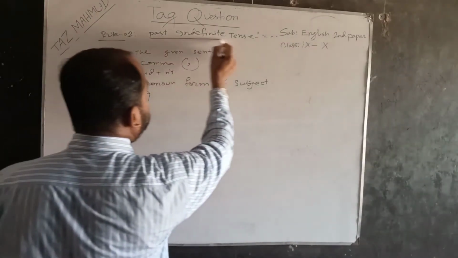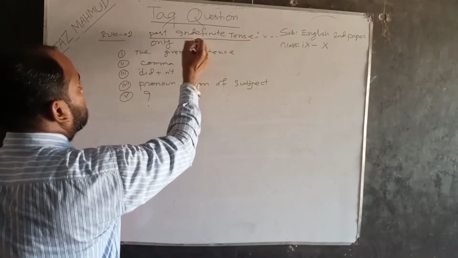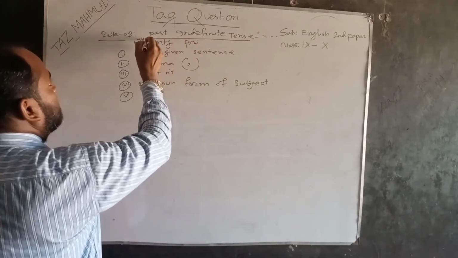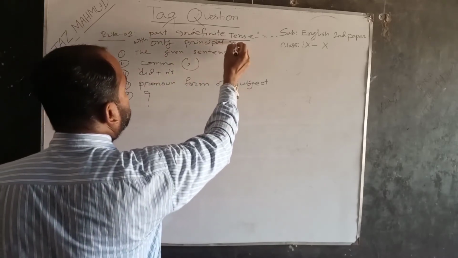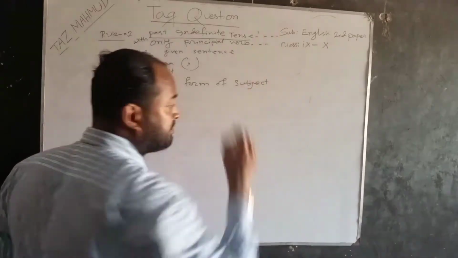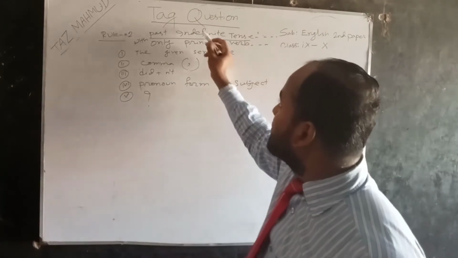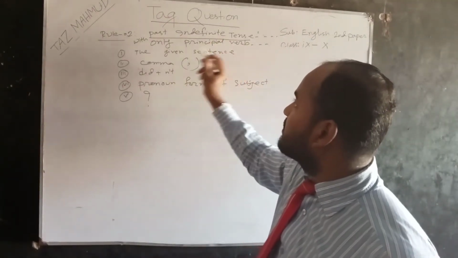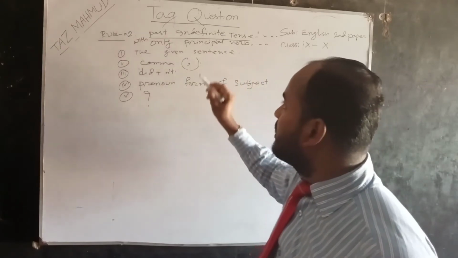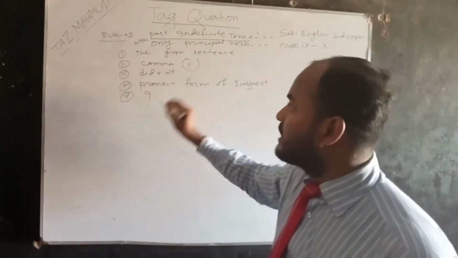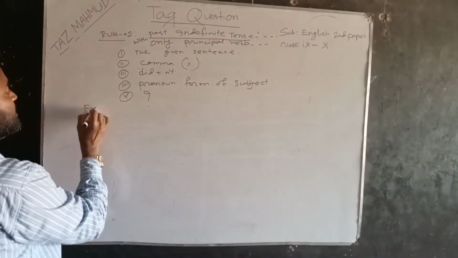If the sentence is past indefinite tense, with the principal verb, then we shall write the given sentence, then comma, and didn't, the pronoun form of the subject, and lastly a note of interrogation. See an example.